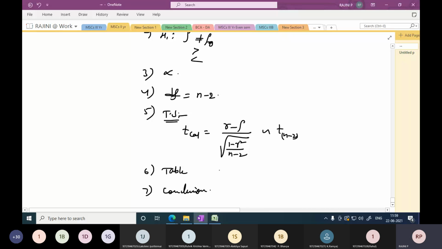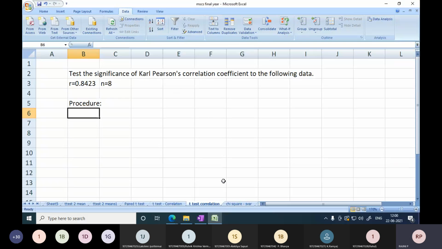Okay, so these are the steps. Now you just do the calculation here, the same steps. What is the first step? First step, null hypothesis H naught. What is that? Rho is equal to rho naught.